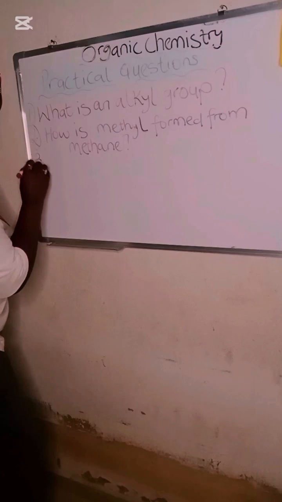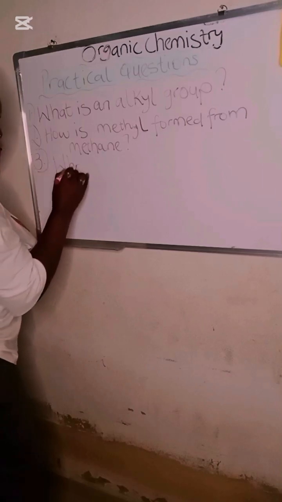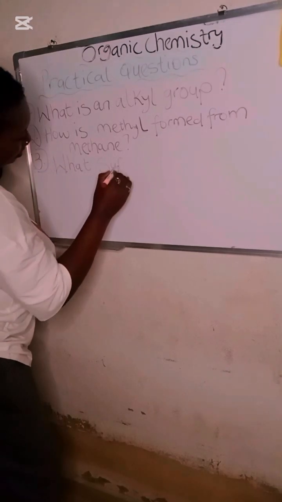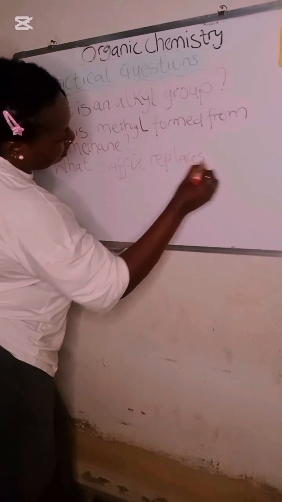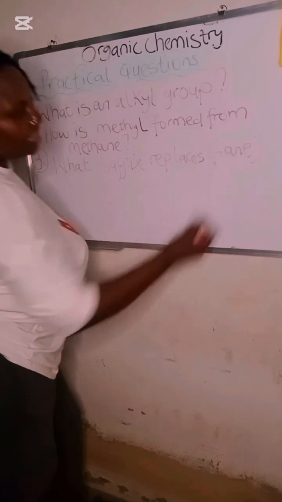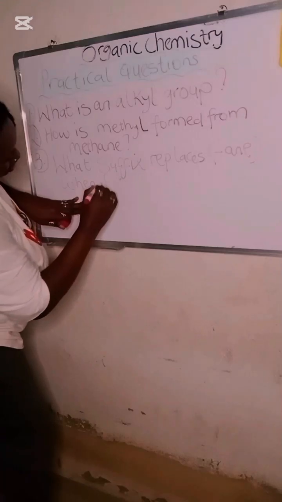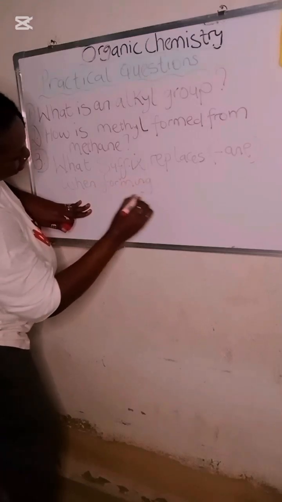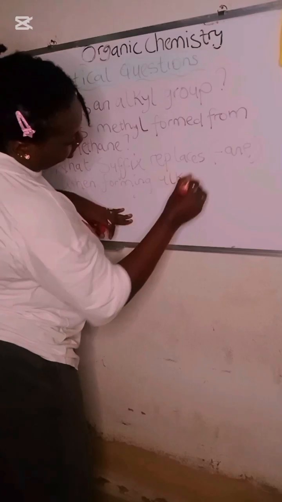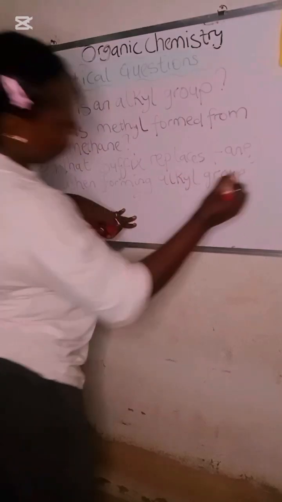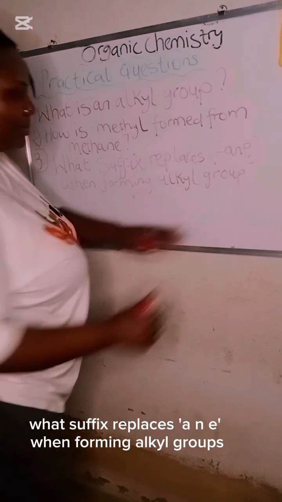Number three, what suffix replaces ANE when forming alkyl groups?